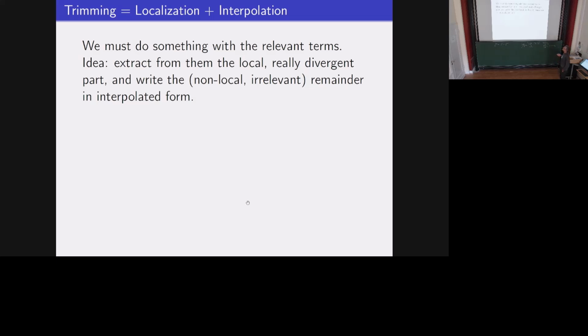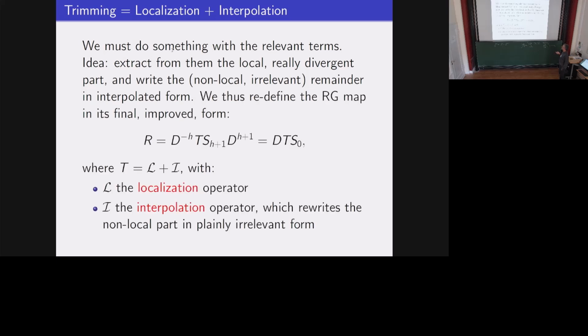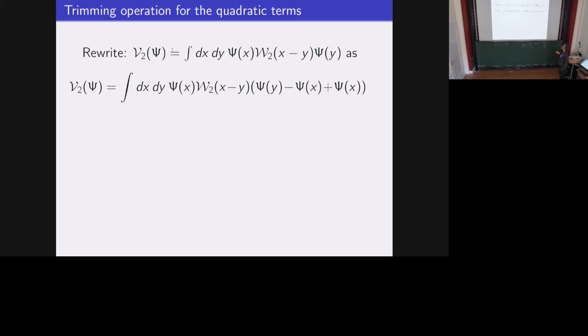So what one does is to rewrite them in a suitable way. The suitable way is to rewrite them in the form of two local terms that look exactly the same as the original psi squared and psi 4 terms we had in the bare action, plus terms that are written in an explicit irrelevant form. I'm starting to be out of time, so I will not enter these computations. I will just mention very briefly.